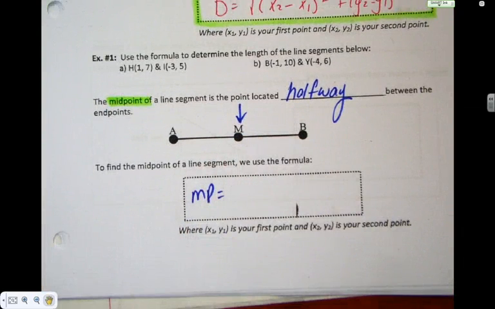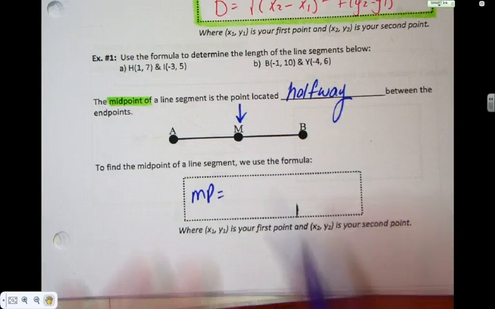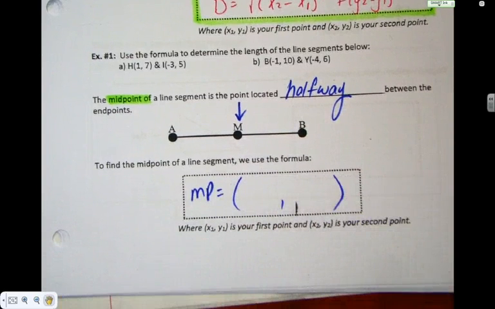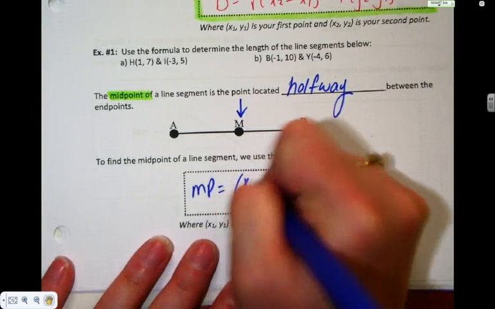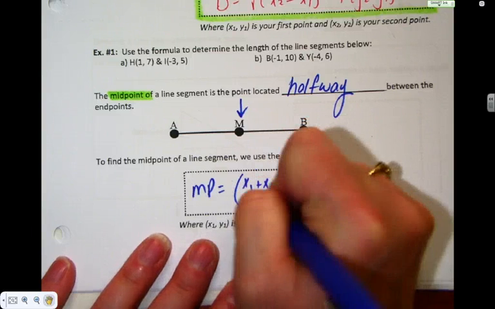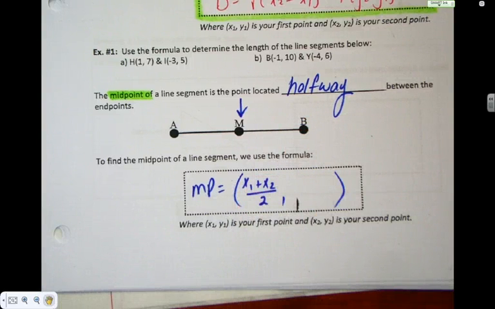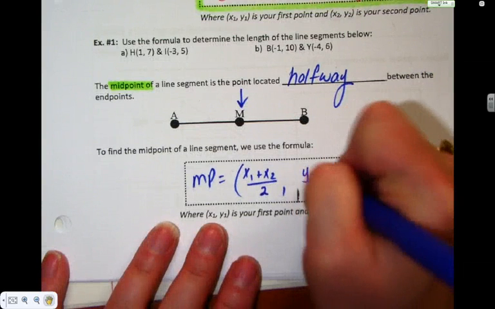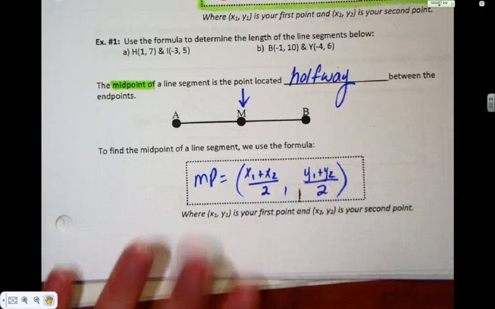MP equals. Keep in mind, mathematicians were not creative people. What do you think MP stands for? Midpoint. It's a point, so it's got two pieces. It's got an x-coordinate and a y-coordinate. The x-coordinate comes from taking x1 plus x2, adding them together and dividing by 2. And the y-coordinate comes from y1 plus y2, adding them together and dividing by 2.